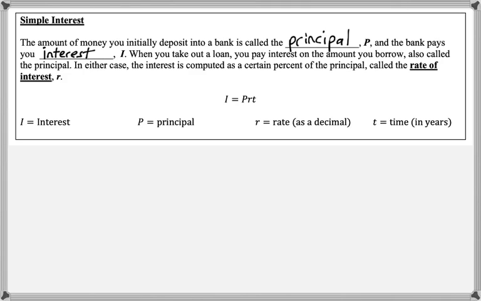When you take out a loan, you pay interest on the amount you borrow, also called the principal. In either case, the interest is computed as a certain percent of the principal, called the rate of interest. So our formula is I is equal to P times R times T. So the interest is equal to the principal times the rate as a decimal times the time in years.